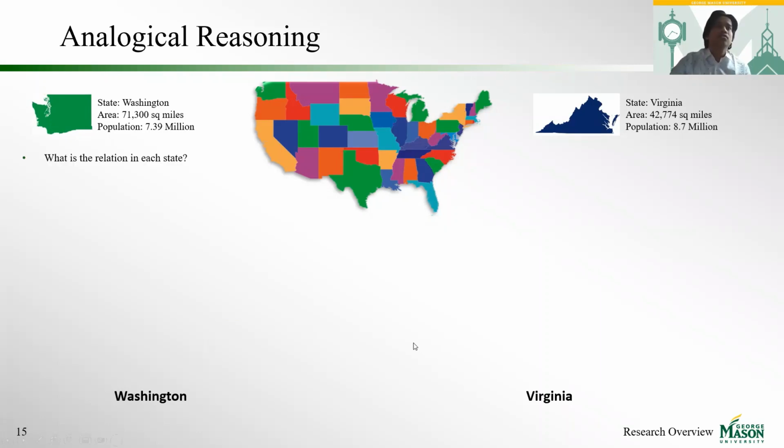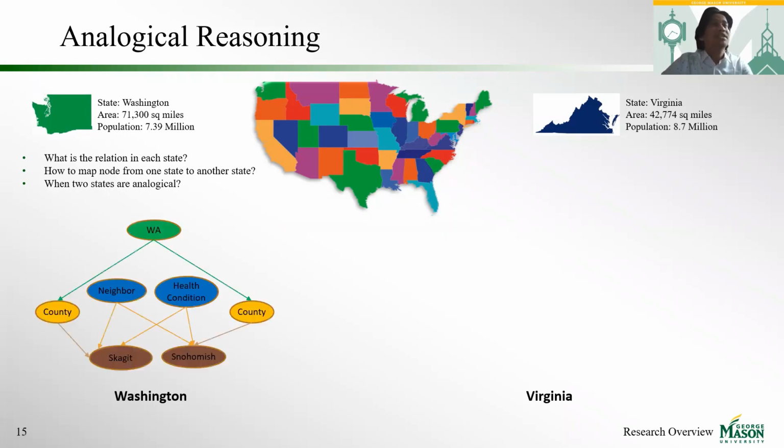So there come some questions, like what is the relation in each state? How to map a node from one state to another state? And when are two states analogical? Think about only Washington state. It is like a graph. You take all the relationships from Washington state.